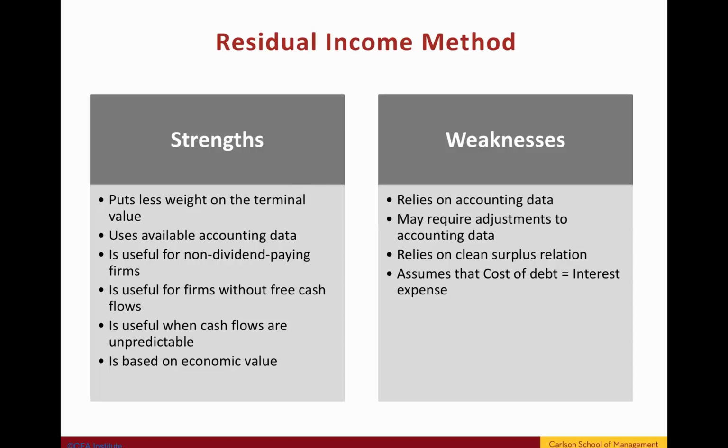Another strength of the residual income method is it's very useful when cash flows are unpredictable. Cash flows can be unpredictable based on a company's investments. So if they buy a lot of PP&E, they could have low cash flow today. Our book accounting would allow us to lower the amount of expense that we're taking on that PP&E by allocating out depreciation over the next few years. So we're going to get a more fluid and a more normalized approach to our net income over the next few years compared to what our actual cash flows are.